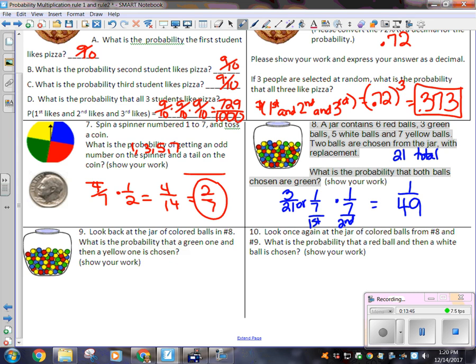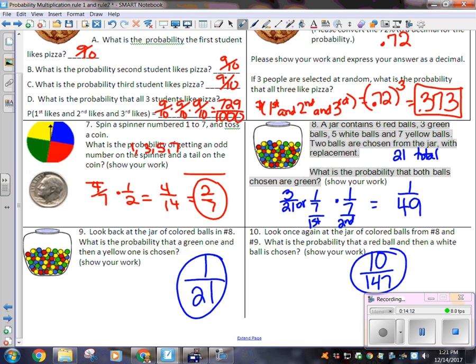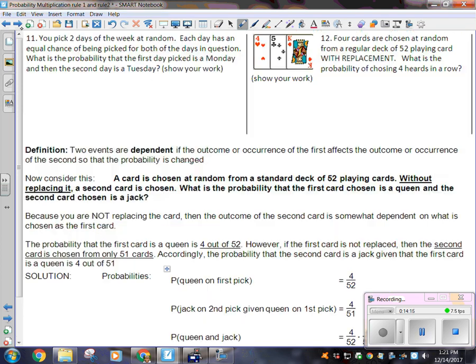What about number 9? Sam, what'd you get? Yeah. 1 over 21. Good. Number 10. Number 10. Volunteer? I got 10 over something. 1/47. See, a bunch of you had it because I already saw it. You just didn't want to say it out loud. It's okay. Number 11. You pick 2 days of the week. 1/49. The Tuesday is 1 day of the 7, 1 day of the 7, which is 1/49, and the last one.